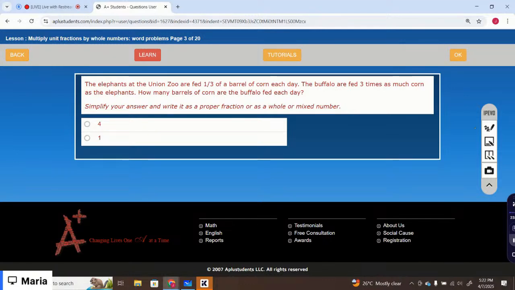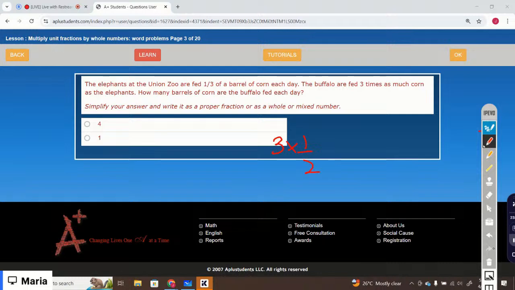The elephants at Union Zoo are fed one third of a barrel of corn each day. The buffalo are fed 3 times as much as the elephants. How many barrels of corn are the buffalo fed each day? So, which is the correct option? You have to do 1 by 3 times 3.